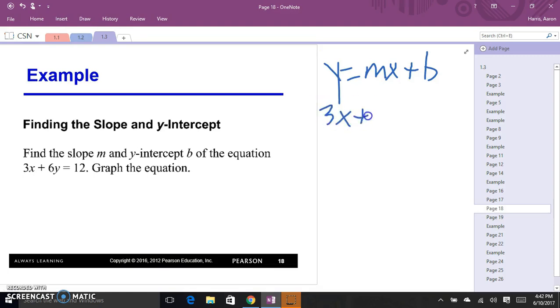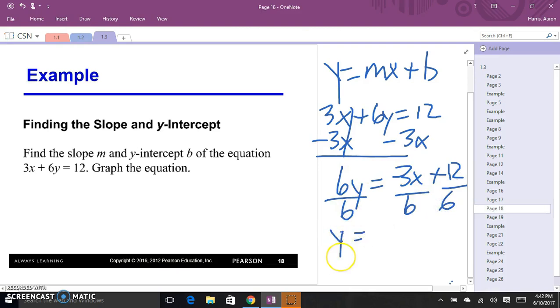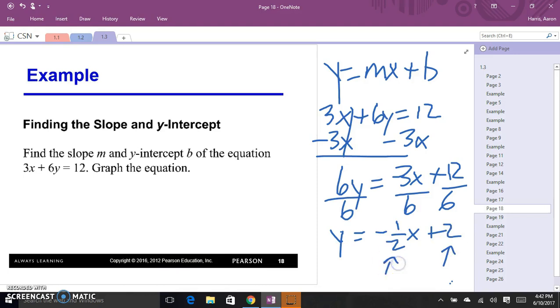So here's the equation, 3x plus 6y equals 12. We're going to solve for y. So we get 6y equals negative 3x plus 12. Divide both sides by 6, which means each term over there has got to be divided by 6, and we got negative 1/2 x plus 2. So our y-intercept is 2, and our slope is negative 1/2.